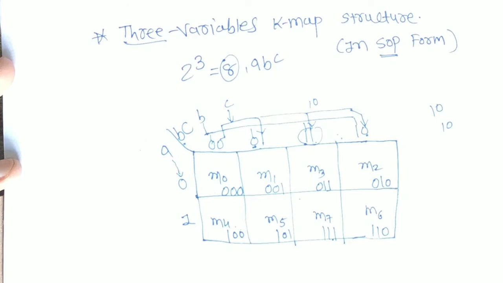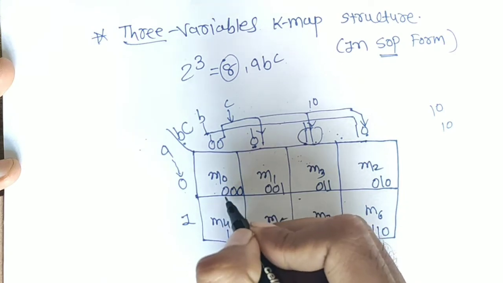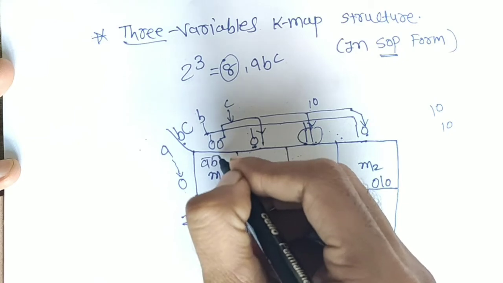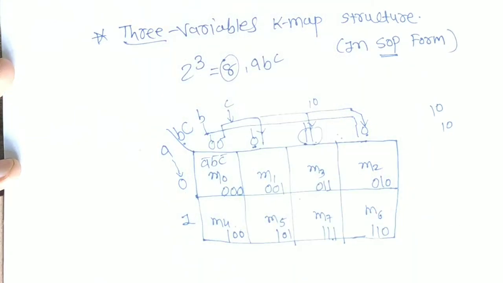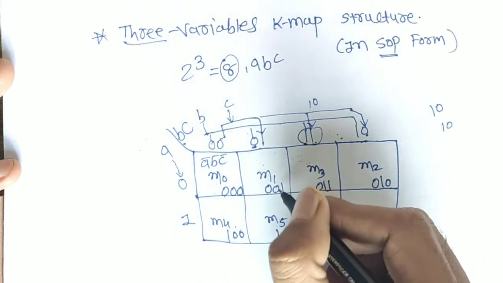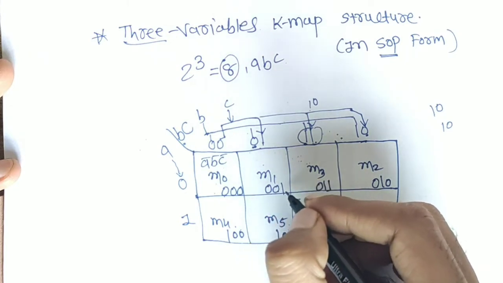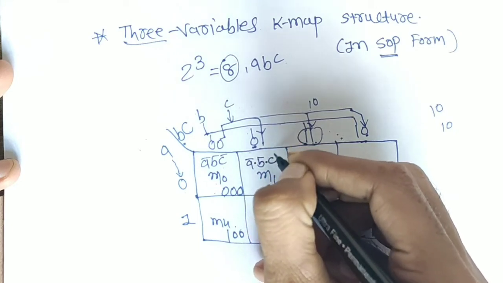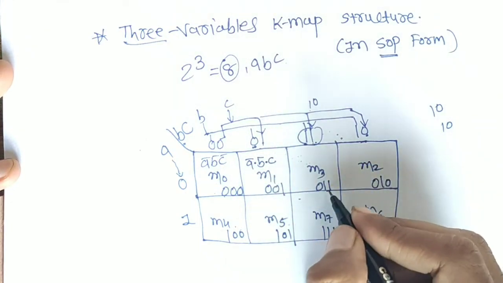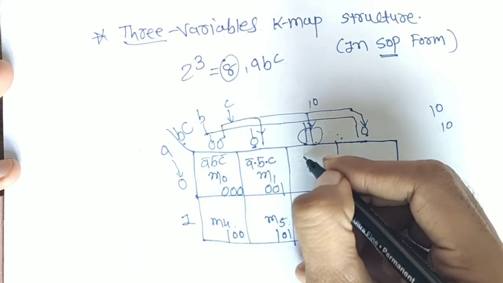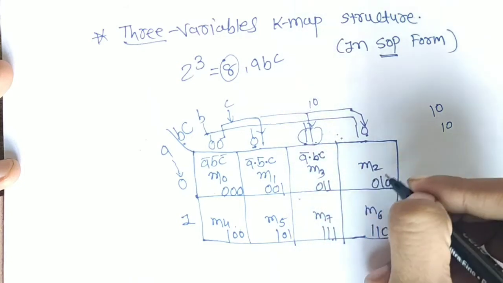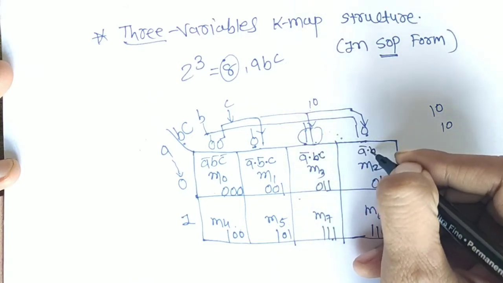Now we can represent the address of each and every cell. This is m0. The value of A is 0, B is 0 and C is 0. So this is A bar, B bar and C bar. Right? Now in this cell A is 0, B is 0 and C is 1. So that is A bar dot B bar dot C, because C is 1. In this cell 0, 1, 1, so this is A bar dot B dot C. This is A bar dot B dot C bar.